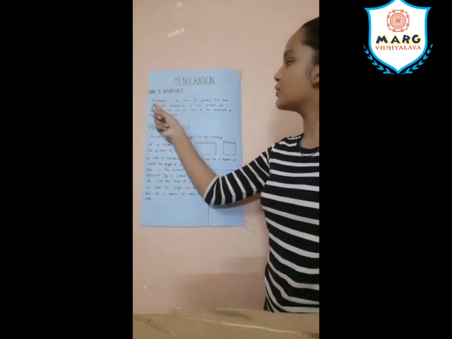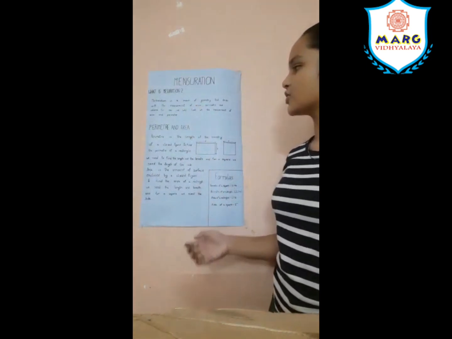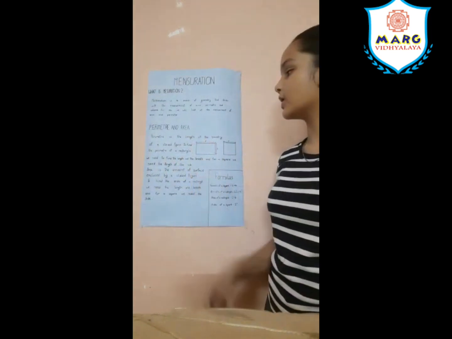Good evening. My name is Vaibhavi Pandey from 6th B and today I am about to explain mensuration. What is mensuration? Mensuration is a branch of geometry that deals with the measurement of area, perimeter and volume. For now, we will look at the measurement of area and perimeter. Perimeter is the length of the boundary of a closed figure.